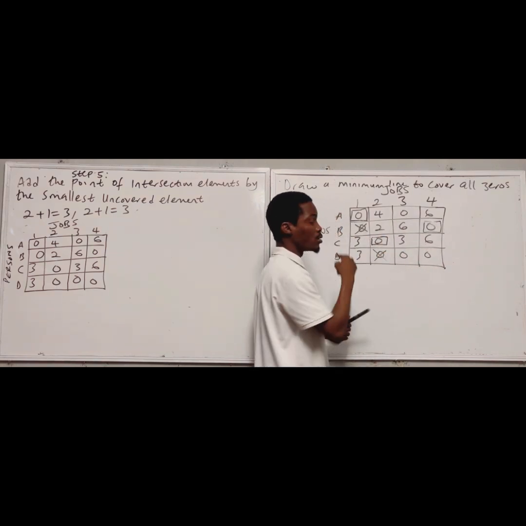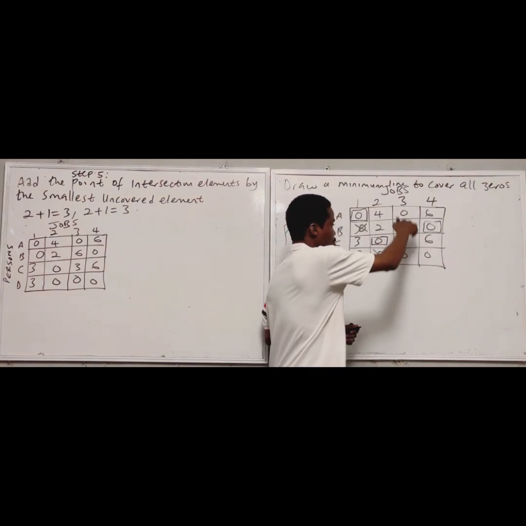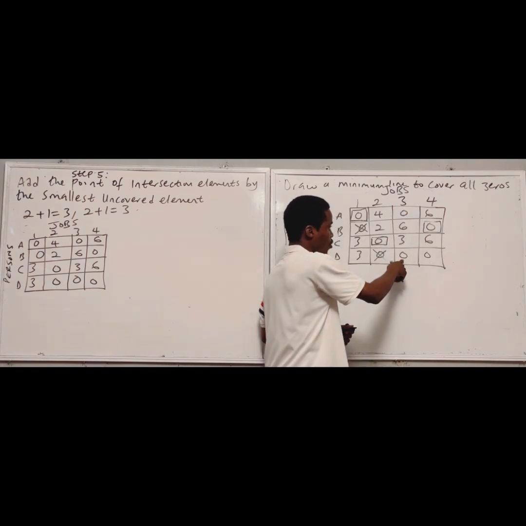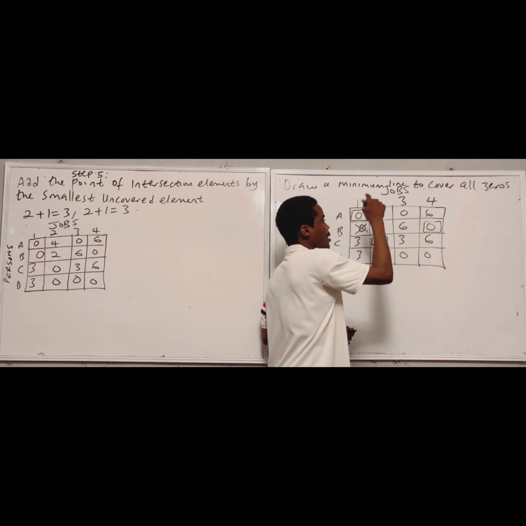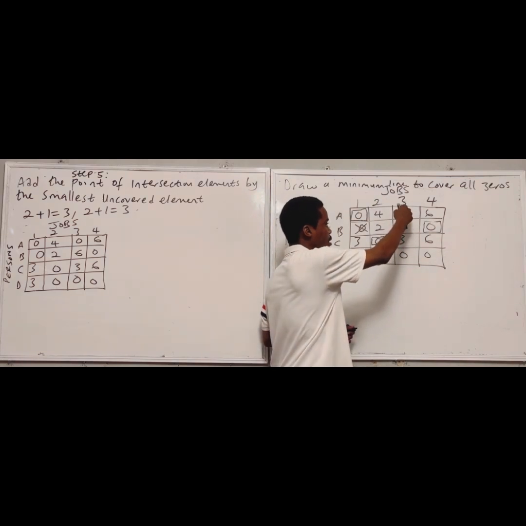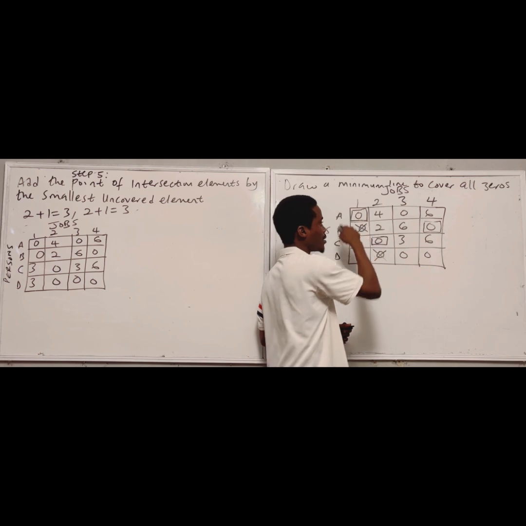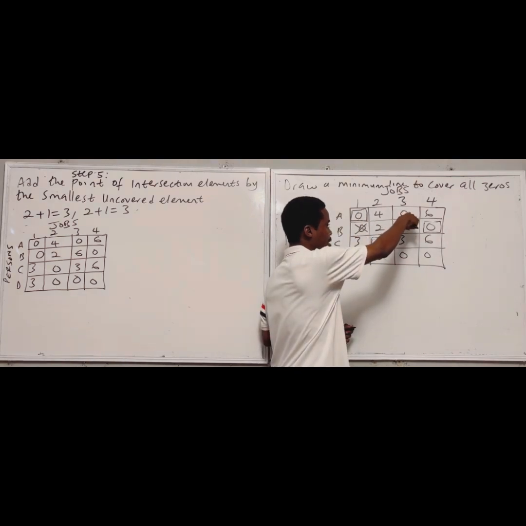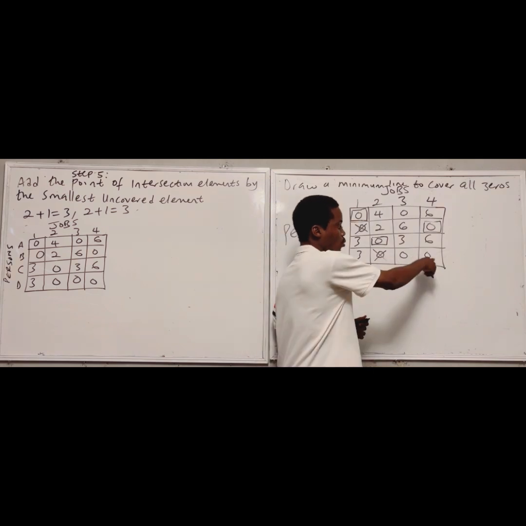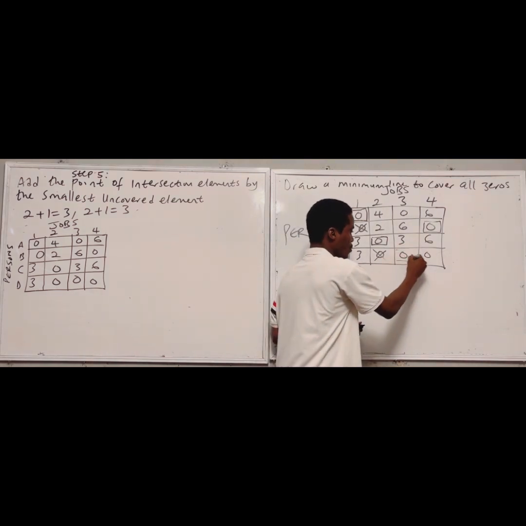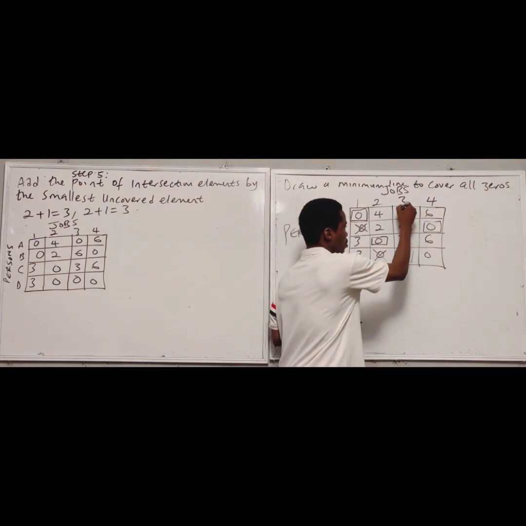So let me go to row 3. This is column 3. I can cover this, yes, because I've not covered this one as well. But if I cover this one, I can cover this as well, or I should cover this, either of the two. But I'm not going to cover this. If I cover this one, I'm going to strike this one out.